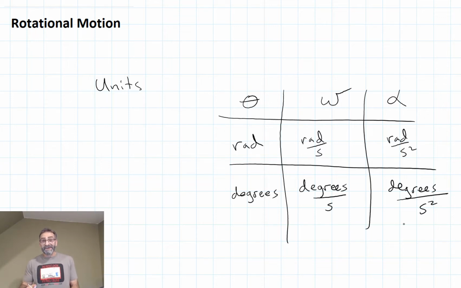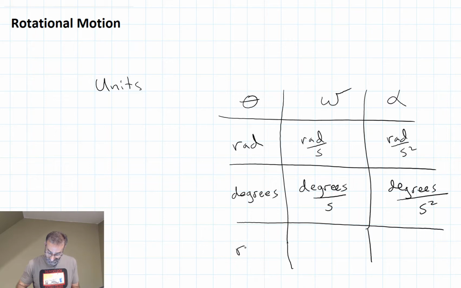But those aren't the only units we can use for rotation. What's another common unit we use? Maybe you've purchased a motor recently. How is it rated? In revolutions. Revolutions per minute are typical units for the rotational speed of a motor. Typically, we would use seconds in our class, but revolutions per time for omega, and revolutions per time squared, I'll write seconds squared, for alpha.